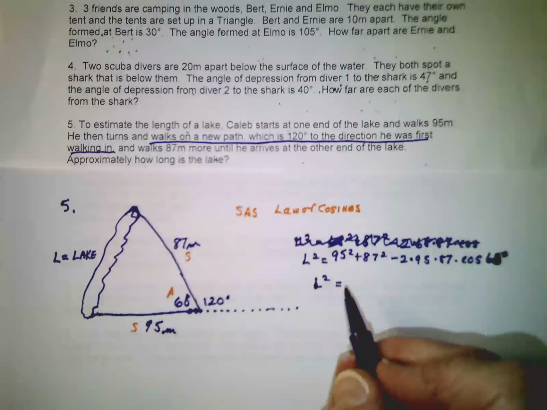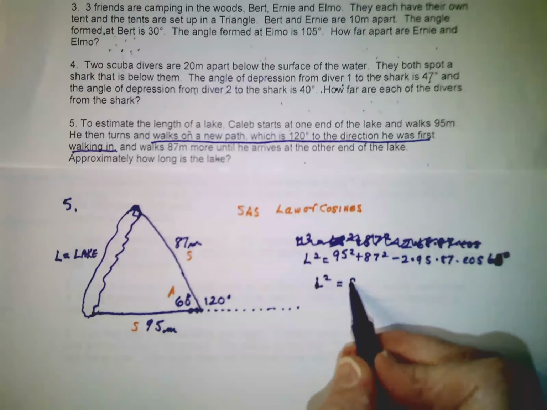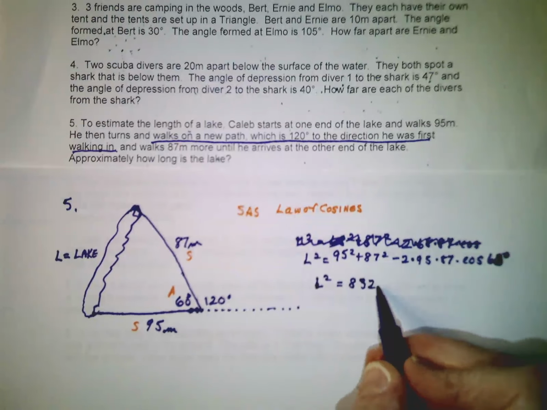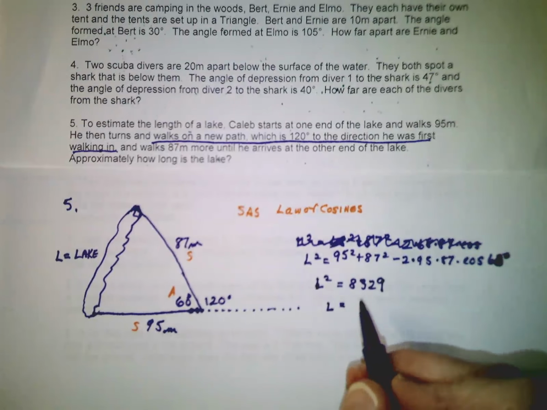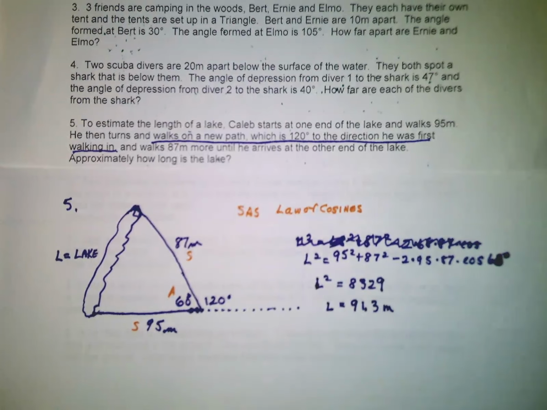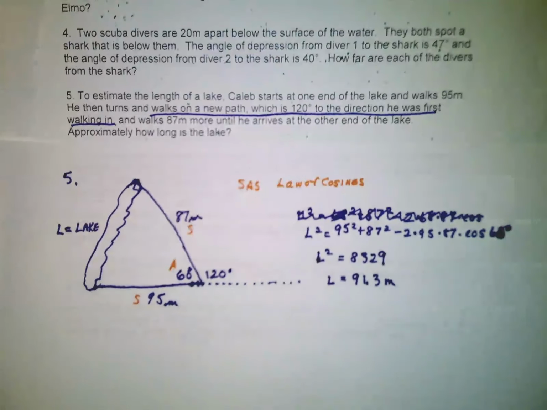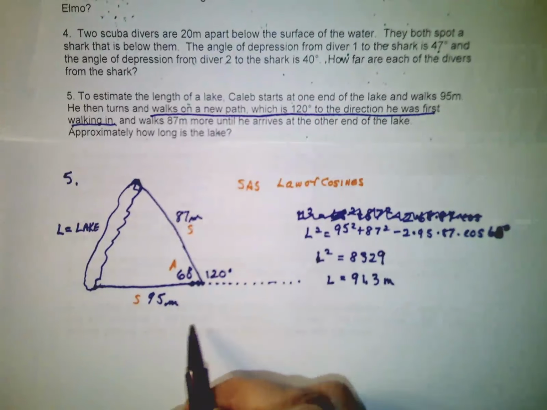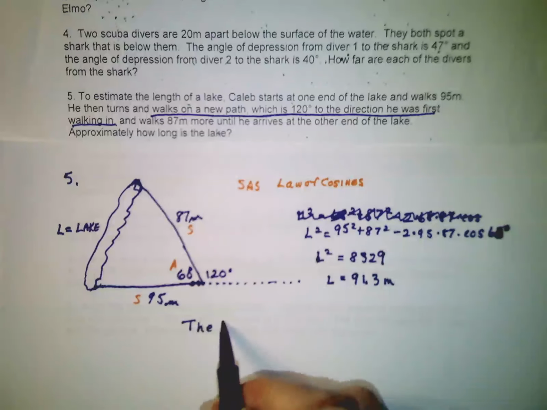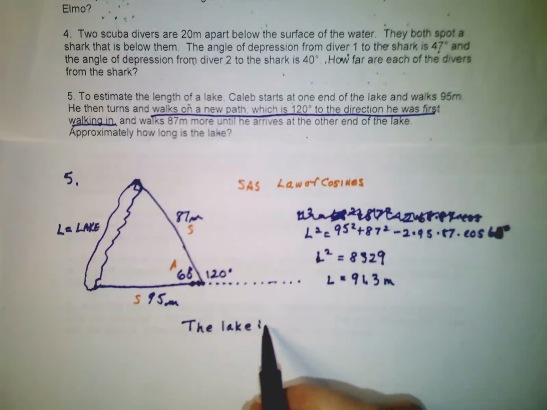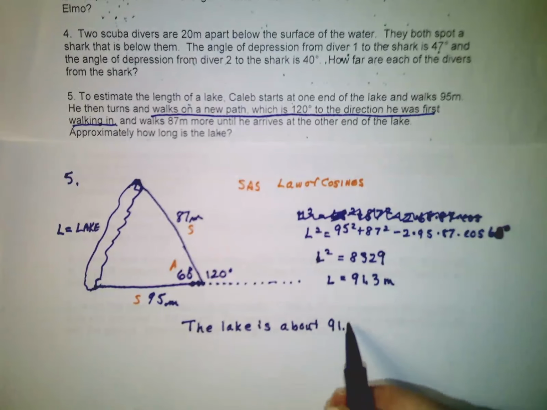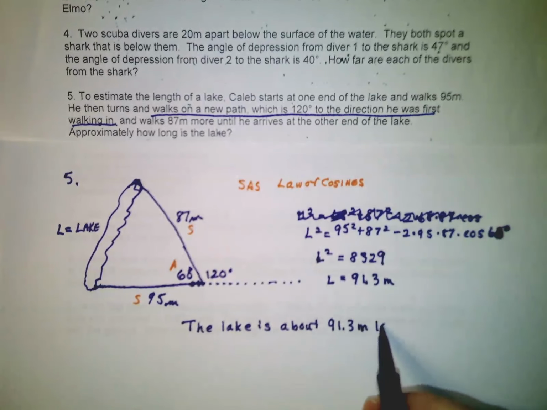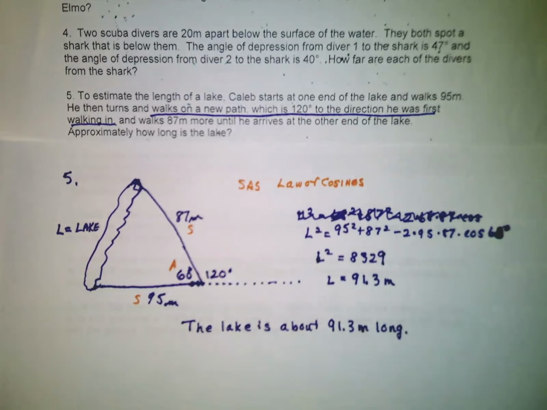So L squared ends up being that when it's put in the calculator. And then when we take the square root, we get that the length of the lake is about 91.3 meters, which is not a terribly big lake. So the lake, because we got to write this as a sentence, is about 91.3 meters long. Short sentence. Finish the problem.